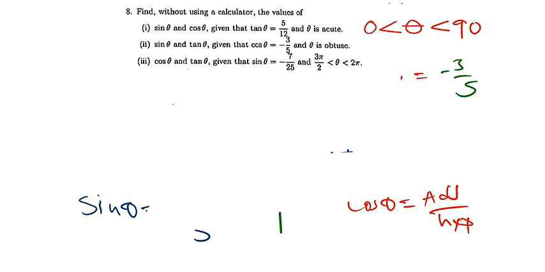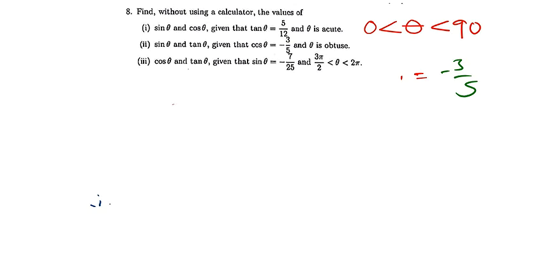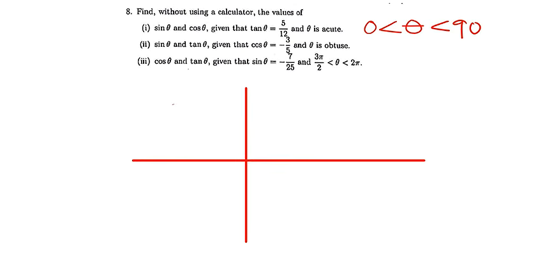Then for the last one, we're told 3 pi over 2. That means that angle is between 270 and 360. It's in the fourth quadrant. So angle theta. So by the way, there's no issue. You can actually draw this triangle even without this if you want.